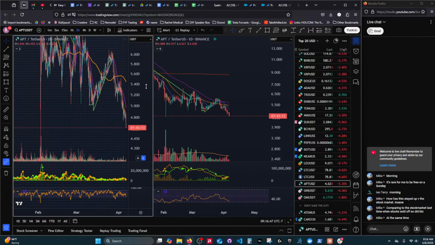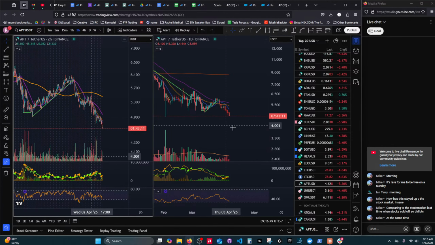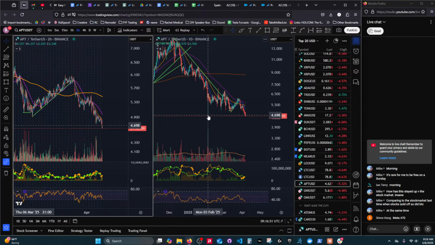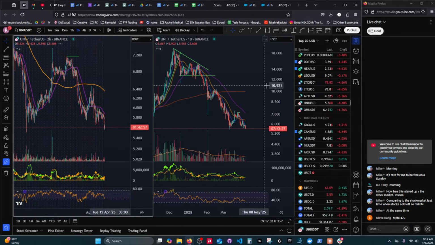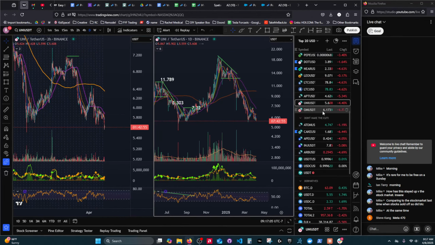APT, rising trend line entry on the short, extended now, looking to break recent support. Meta 470, I'm assuming you're talking about the stock there, Steve. We'll take a look at stocks in a little bit. We can't get around it. I don't know the price of Meta. Uniswap, hung over, a bunch of garbage here.